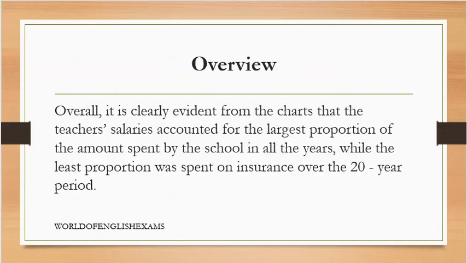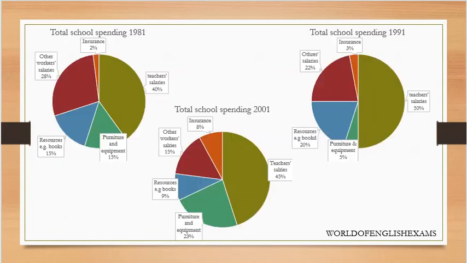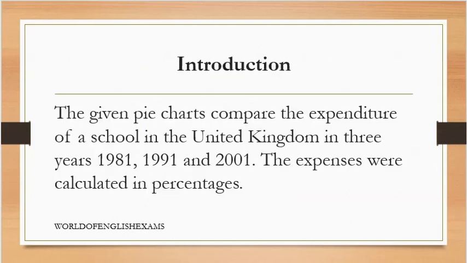Overall, so every time you start writing the overview, you have to use this linking word, that is overall. Overall, it is clearly evident from the charts that the teachers' salaries accounted for the largest proportion of the amount spent by the school in all the years, while the least proportion was spent on insurance over the 20-year period. In one sentence, I have represented what I have seen. So I am seeing that the highest values, and here I am using the past tense because the 3 years of study were 1981, 1991 and 2001 respectively.